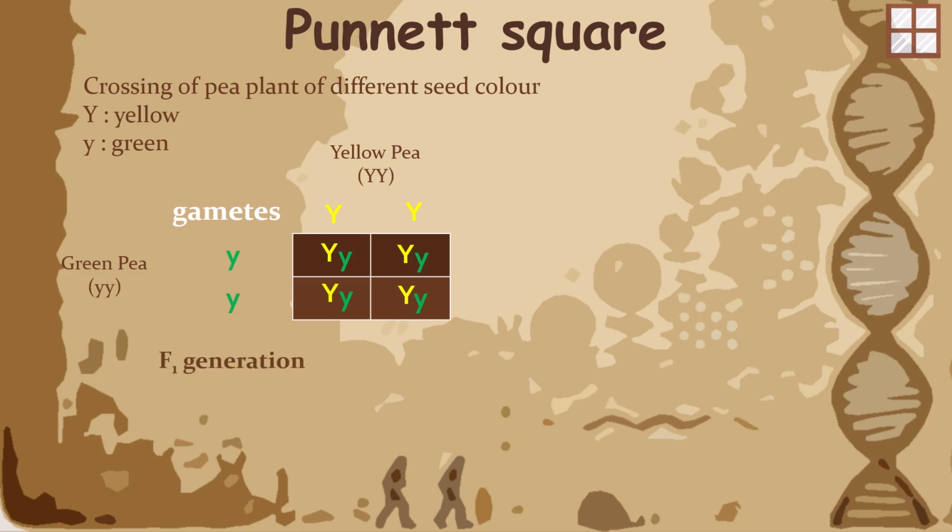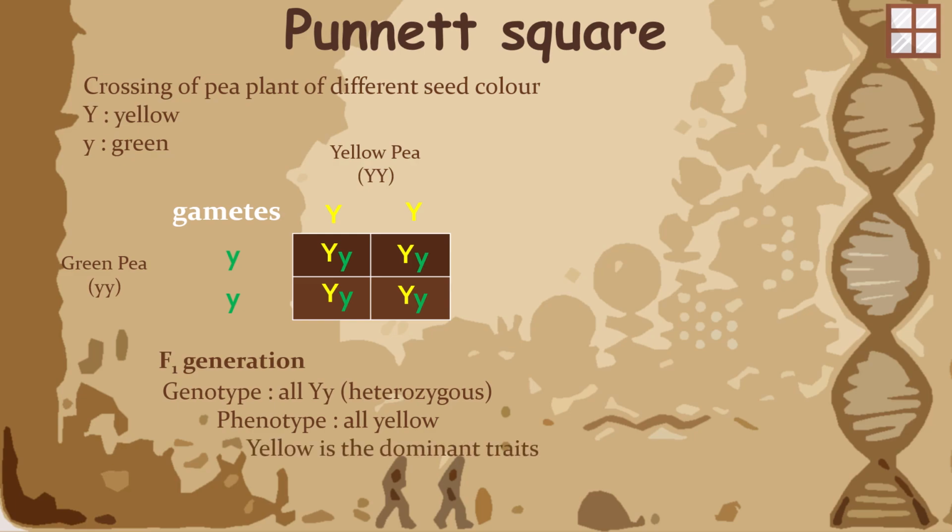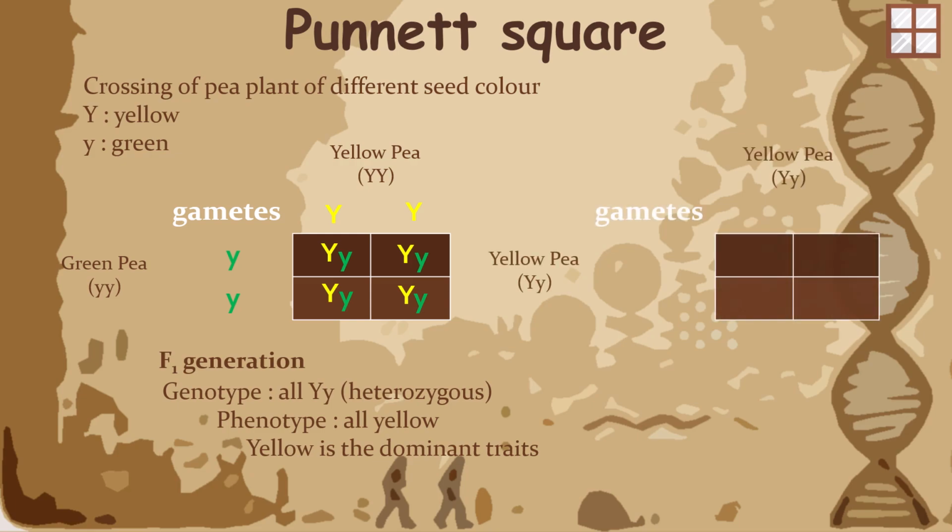As a result, all of the F1 generation will be heterozygous, and as all of them appear yellow, we determine that the yellow seed allele is dominant. For the second part of Mendel's experiment, he allowed the pea to self-fertilise, meaning it is a cross between heterozygous gametes. 50% of the gametes will have the dominant allele, while the other 50% will have the recessive allele.